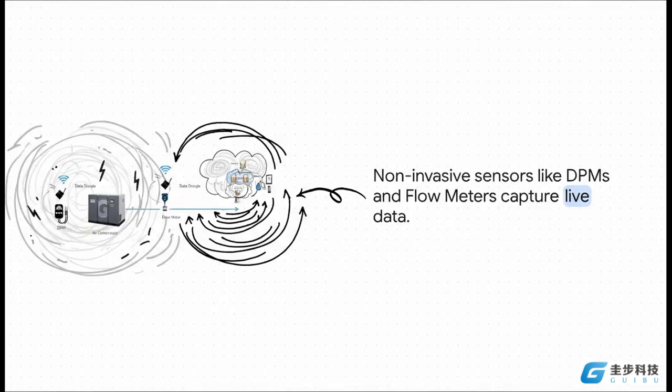Well, it all starts with the hardware. And the cool part is, it's non-invasive. We're talking about smart sensors, like digital power meters that watch the electricity, and flow meters that track how much air is actually moving through the pipes. You don't have to shut anything down. These things literally just clamp onto the existing equipment and immediately start sending back live data.